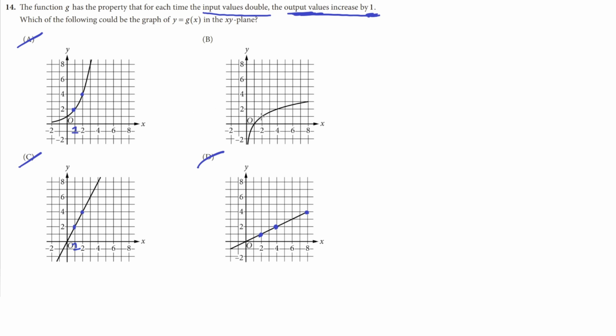So let's start at 2, 1 on this graph and double the input value from 2 to 4. We see that at an x value of 4, g of x is equal to 2. Doubling the input values increased g of x by 1, which is correct. Now let's double it again from 4 to 8. And we see that the increase in g of x is still 1. So B is the correct answer.